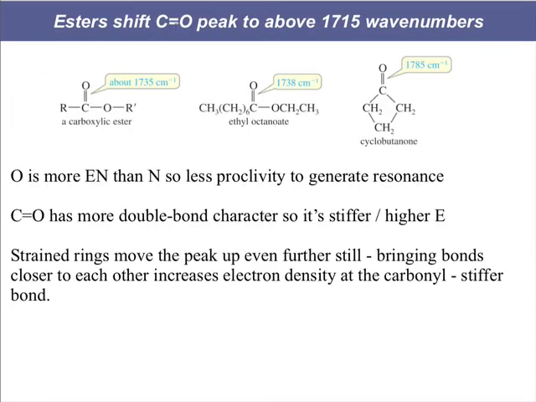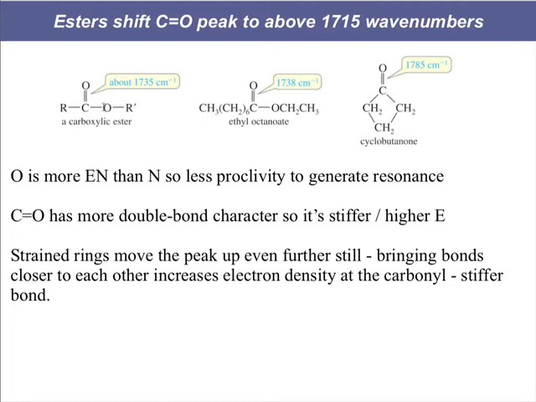Esters shift things the other direction. The C double bond O peak on esters shifts above 1715. We get 1735 or 1738 or 1785. Notice that when the ring is cyclic like this, it goes up to 1785. Now, why? Well, O is more electronegative than nitrogen, so it has less proclivity to generate resonance by donating electron density into that carbonyl.